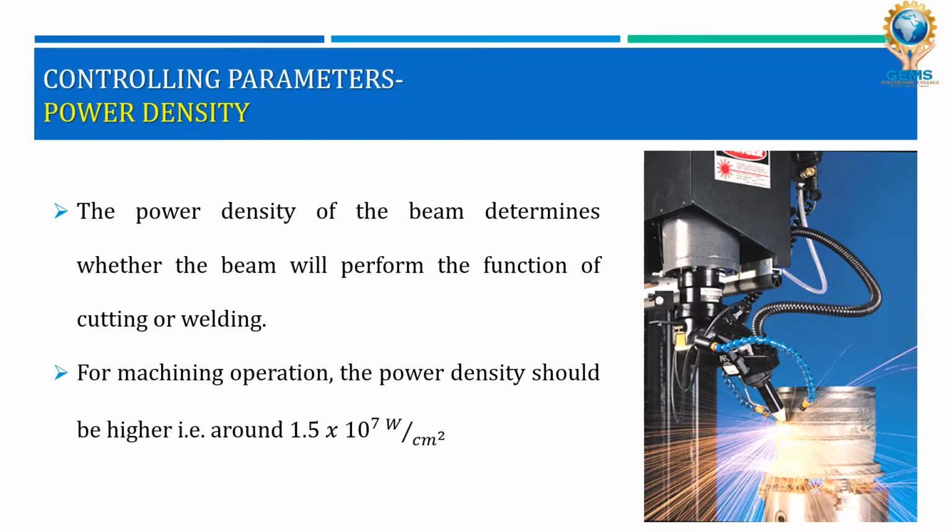For machining operation, the power density should be higher, that is around 1.5 x 10^7 watt per centimeter square. So it must be very high. The laser beam we are using has very high power. So for a normal machining operation, the power density should be around 1.5 x 10^7 watt per centimeter square.